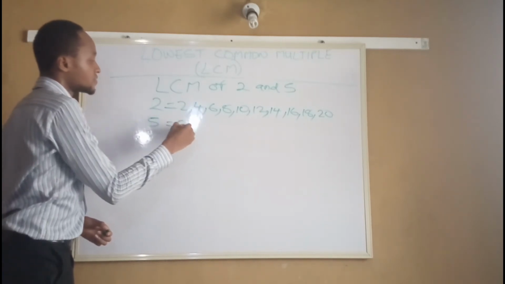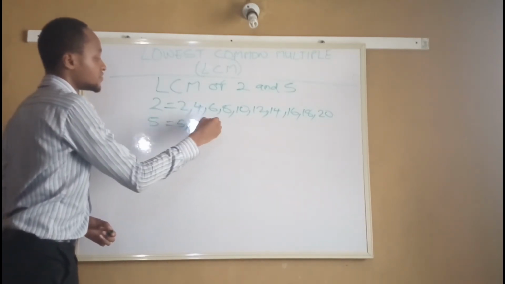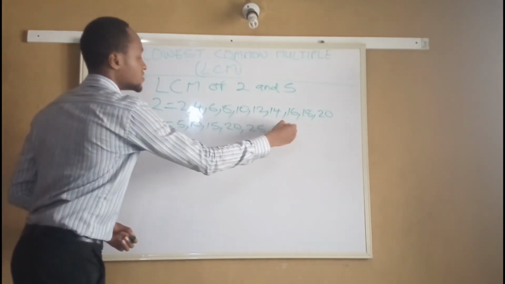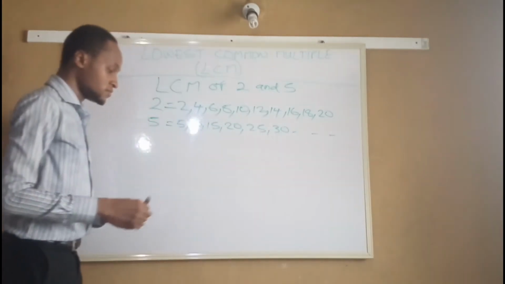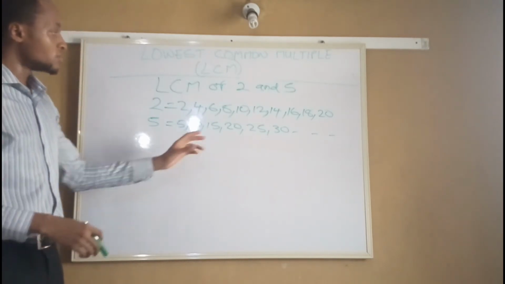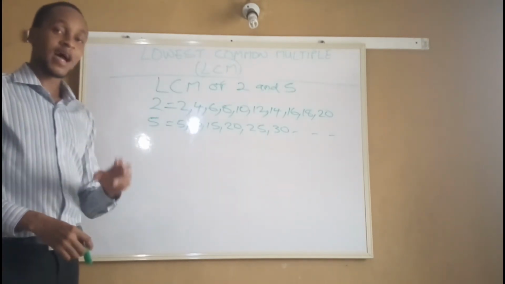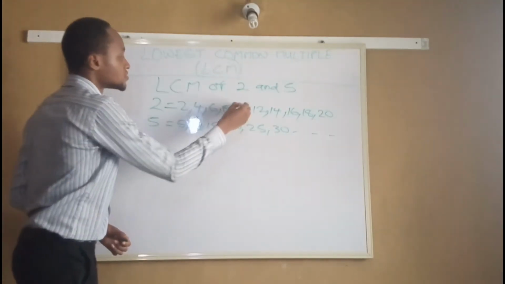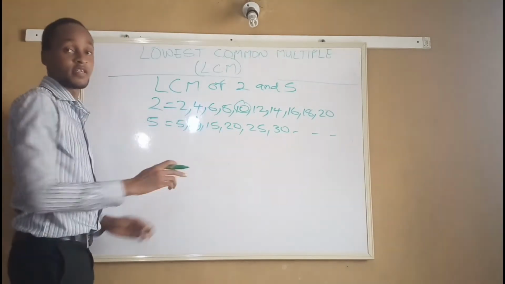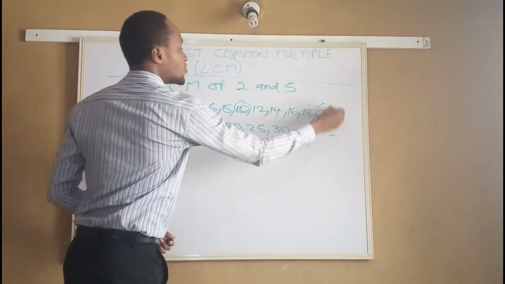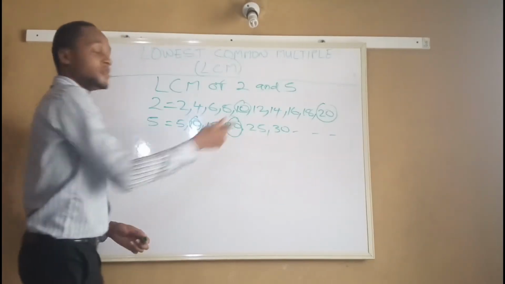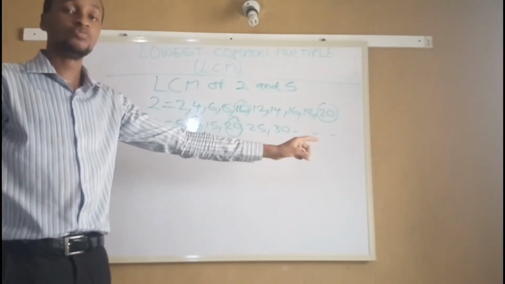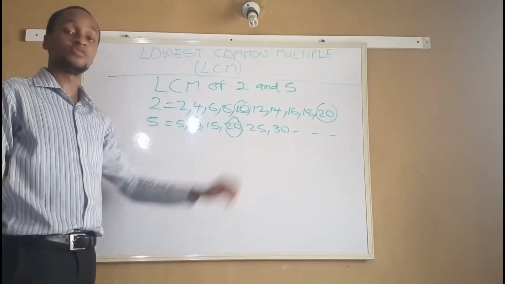Now look at 5. 5, 10, 15, 20, 25, 30, and let's go. You look at these two numbers, they have common multiples. Let's look at the common multiples. There is 10 here and there's 10 here, so 10 is a common multiple. 20 is here, 20 is here, it is a common multiple. 30 is a multiple of 2 and 30 is a multiple of 5, so it's a common multiple.